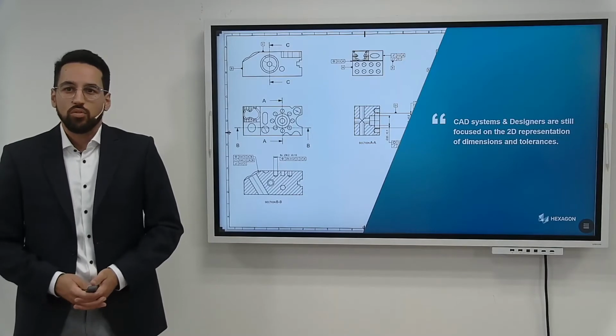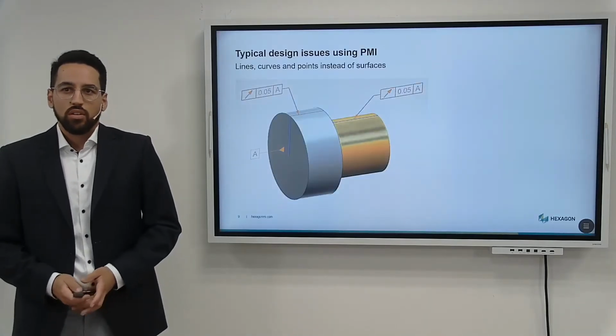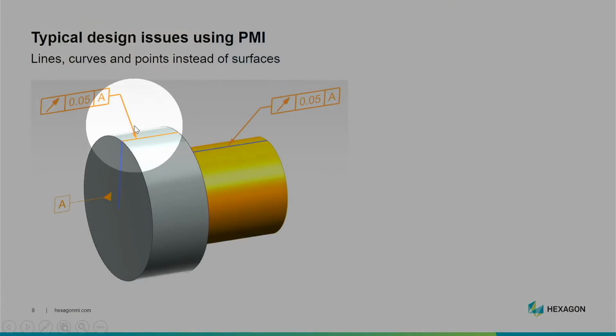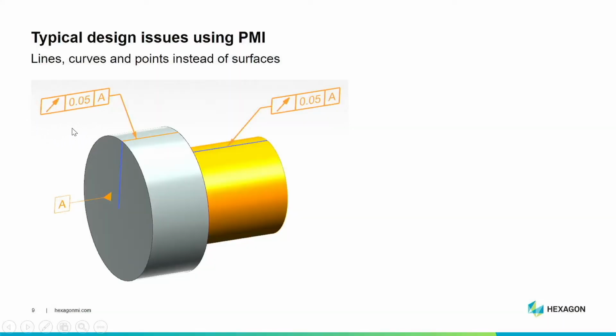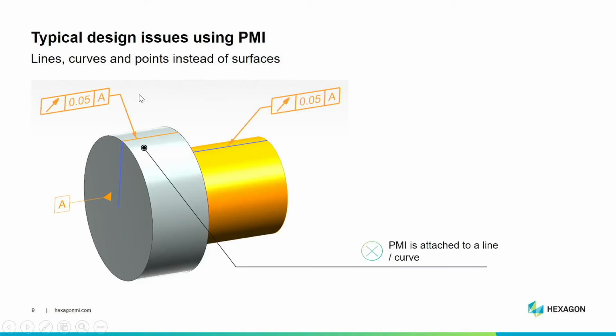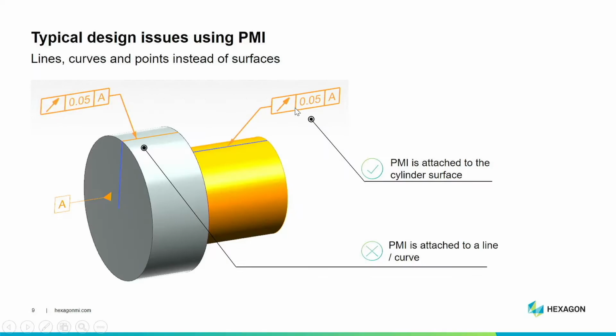So now I want to show you some typical issues when it comes to PMI implementation. Here we have on the left-hand side a PMI, and you can see in the orange color that it is attached to a line. This is inappropriate because we have to tell the machine that we have to measure the cylinder to evaluate the PMI, which is a runout. So it has to be like here on the right-hand side, where the PMI is attached to the cylinder, and so the machine can interpret this measurement task, knows to measure the cylinder, and evaluates the runout.